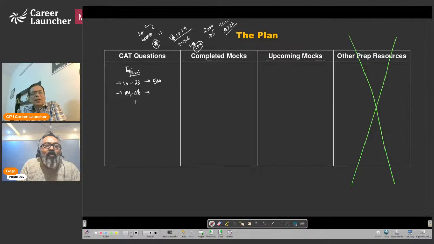And 1990 to 2008, this is about how many papers? 10, 11 papers at about 30, another 350 questions, roughly. We are looking at about 750 questions. And if you decide that every single day you will take about 20 questions per day, I think these 750 questions can easily be done in about 30-35 days. 35-40 days you will knock this off.